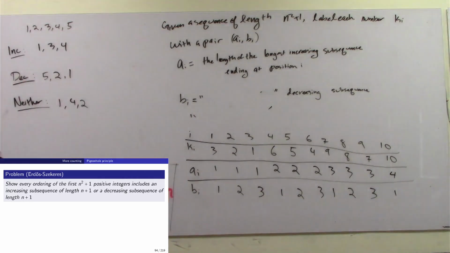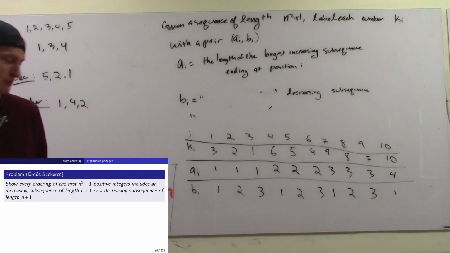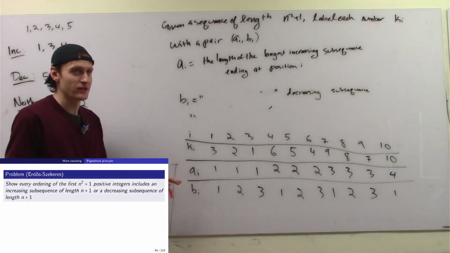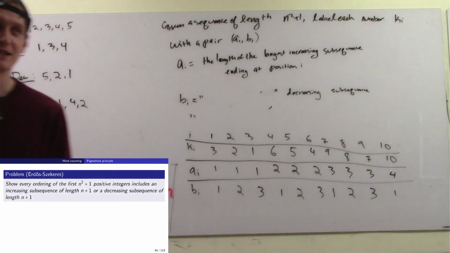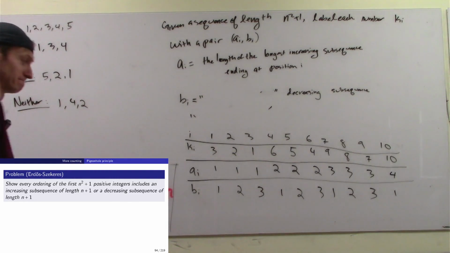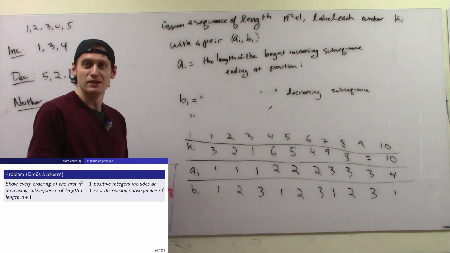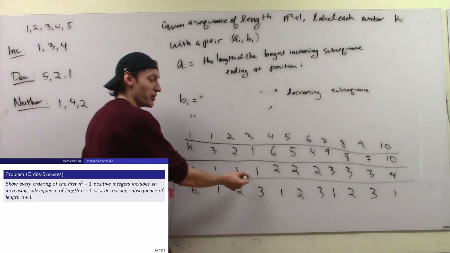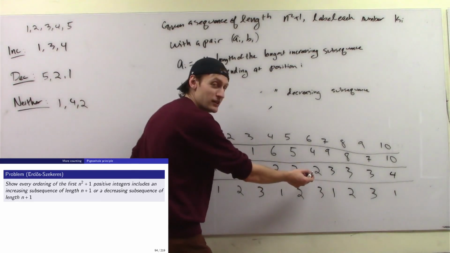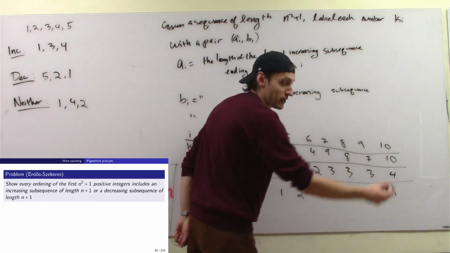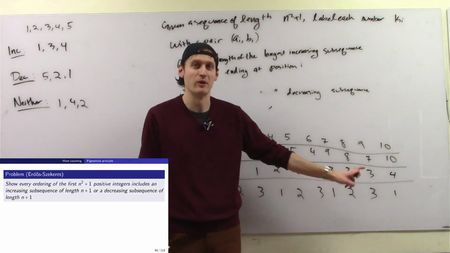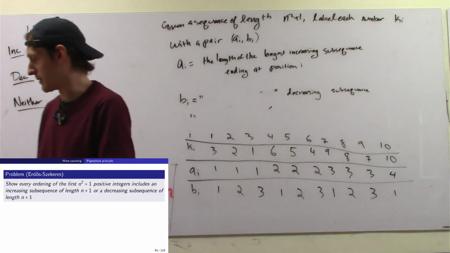Okay, this is sort of a lot. This table has a lot going on with it, but I want to ask if anyone notices a pattern in my AIs and my BIs. Yeah, so here we have a 1, 1, 1, and then a 2, 2, 2, and then a 3, 3, 3, and then a 4. And here we have a 1, 2, 3, a 1, 2, 3, a 1, 2, 3, and then a 1. So there's some sort of pattern going on.